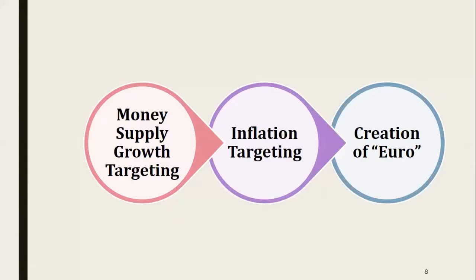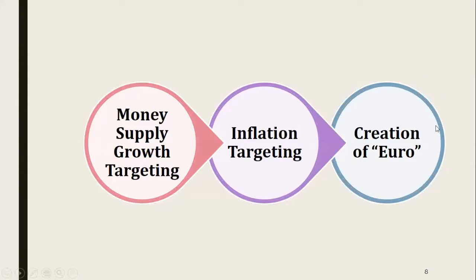So they use the policy interest rate as a tool to affect the cost of borrowing, thereby affecting economic activities to control inflation. So that's how we step from money supply growth targeting to inflation targeting.